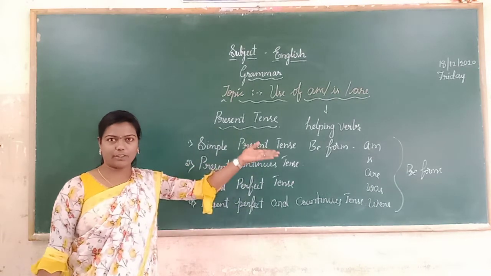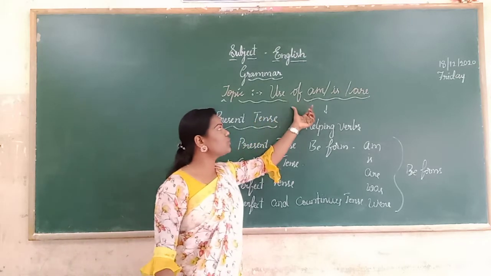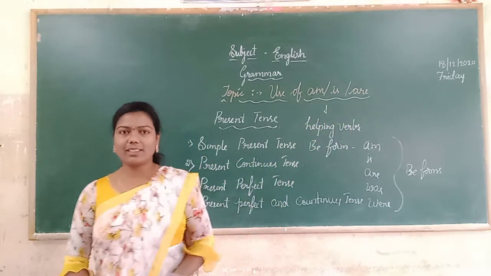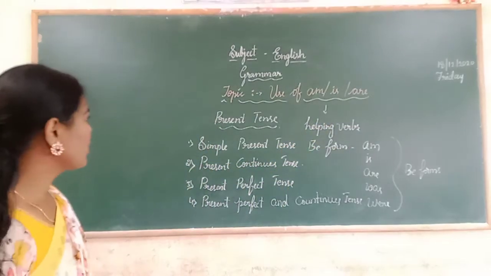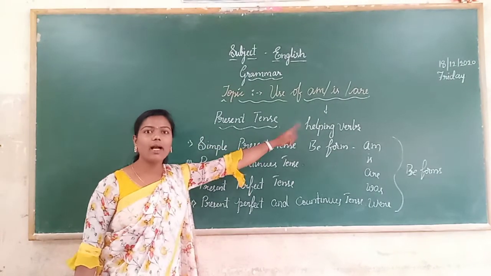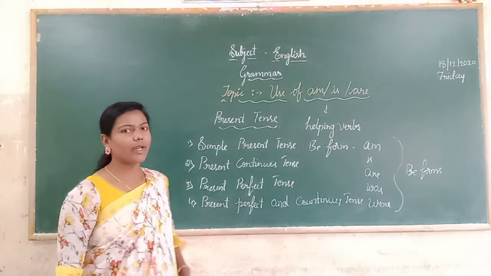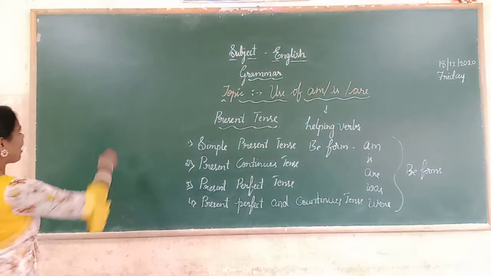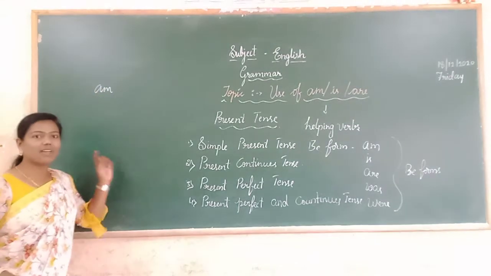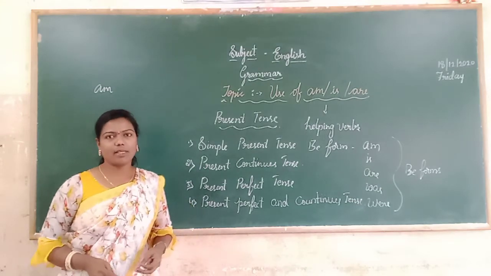We will discuss this matter in the next class. Okay, now in this class we will discuss only how to use am, is, are. So let's start the class. Am, is, are are called helping verbs, also called be forms. Let's start with the use of am. In which tense do we use am, is, are? In present tense only.